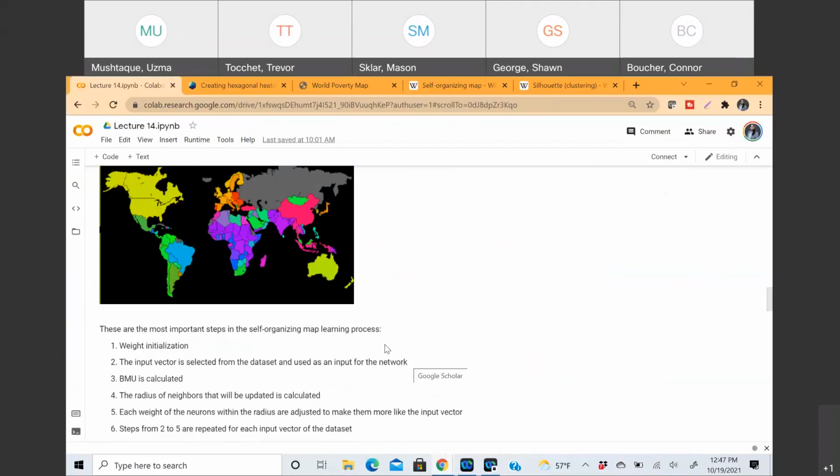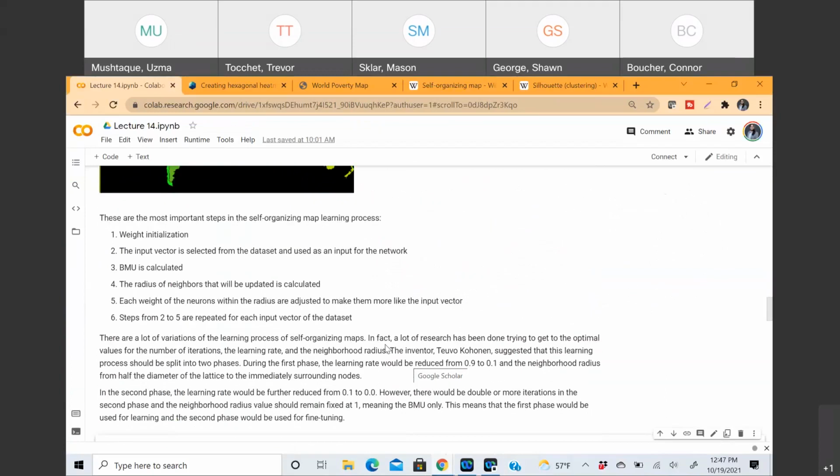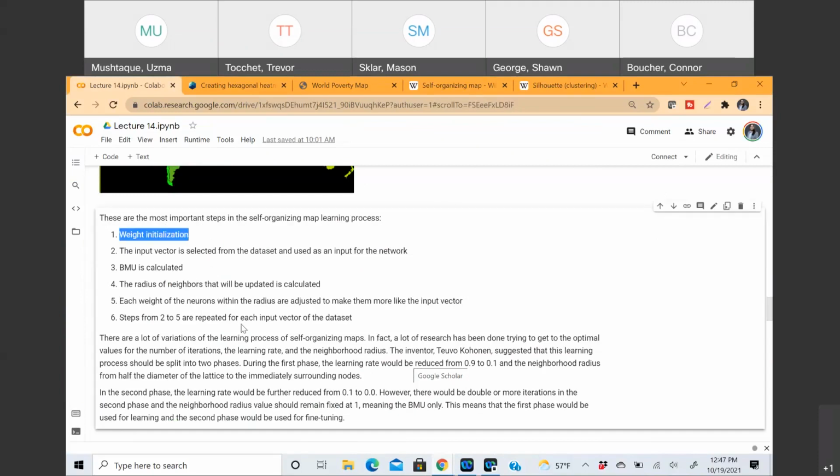Okay, so that's what a self-organizing map, or SOM, is. Here I have summarized the steps. So you will initialize the weights. Weights are nothing but these nodes that are points in your feature space.